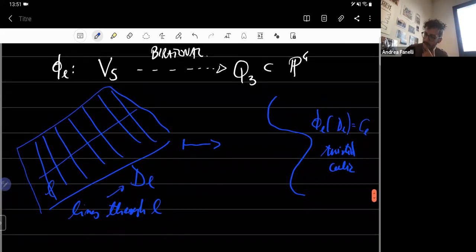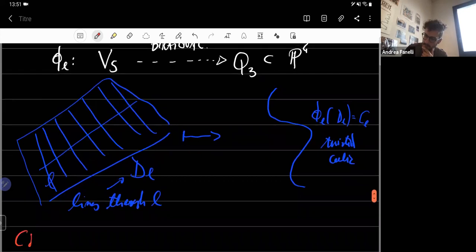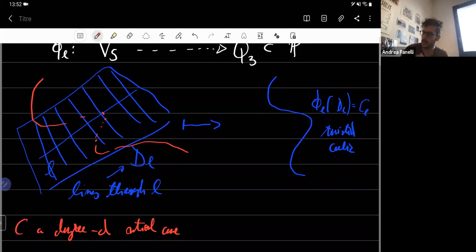Okay. And now you see, we want to compare the rational curves in V5 to some rational curves on the quadric, which at least in principle will be easier to study. So take a degree d rational curve C. You look at the image of C here, and you will get some rational curves intersecting this twisted cubic. So this is phi_L of C.